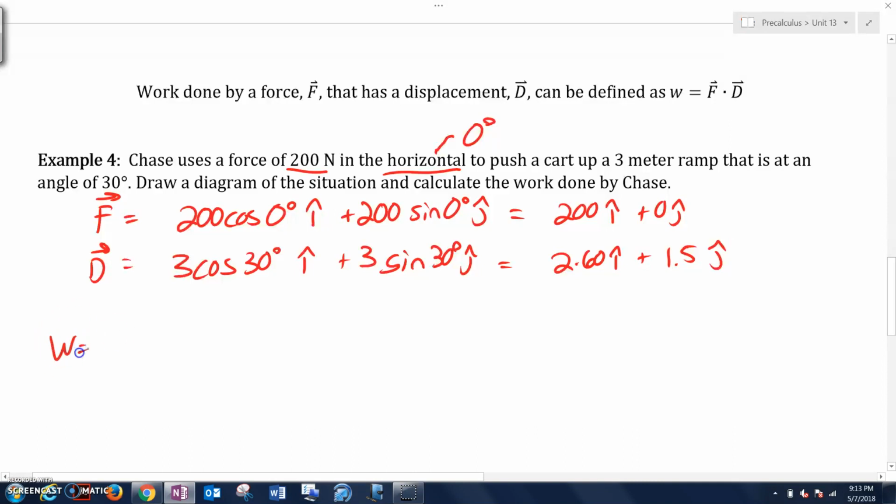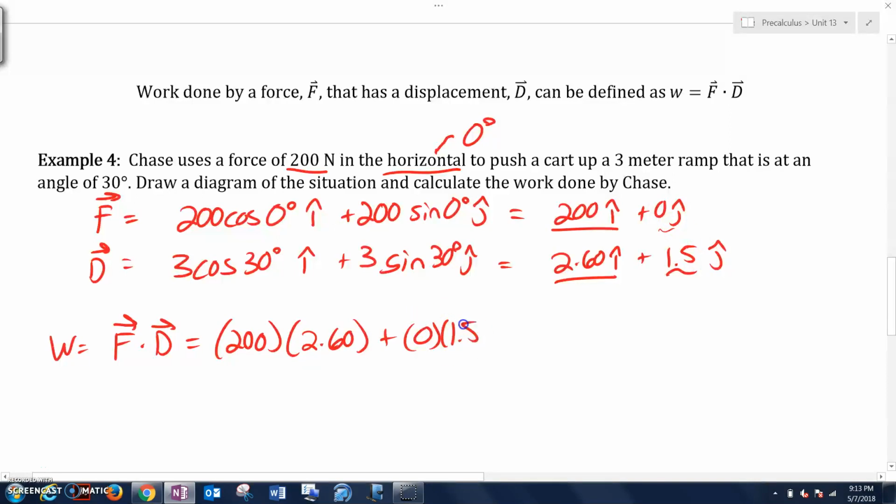So work is equal to F dotted with D, which is equal to, if you remember, take the x components first, from the front page. I shouldn't say that they don't come from the front page, the formula does. Plus, and if you notice, when you multiply the y components, we're just going to get a 0, because we have 0 times 1.5. Actually, I'll write that just so you can see where all the numbers come from. And when you do all that calculation, basically 200 times 2.6, you get 520.